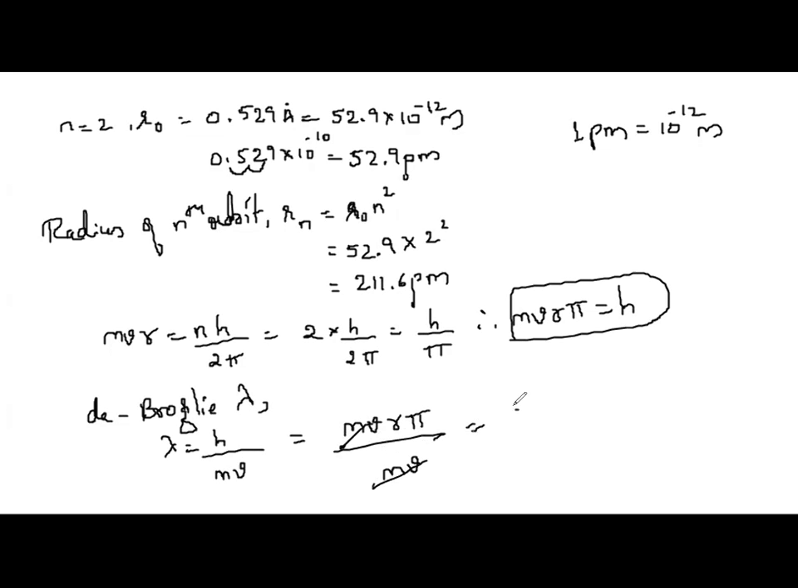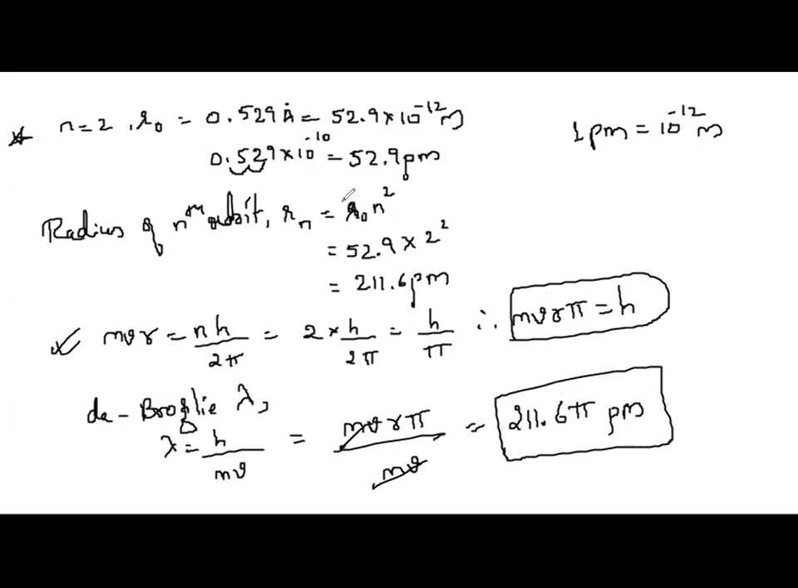What is the value of r? 211.6 pi picometers. Correct? Understood? How did we get this? This is required: de Broglie wavelength, second Bohr orbit. Once you know the value of h, you can find it. This is some different question.